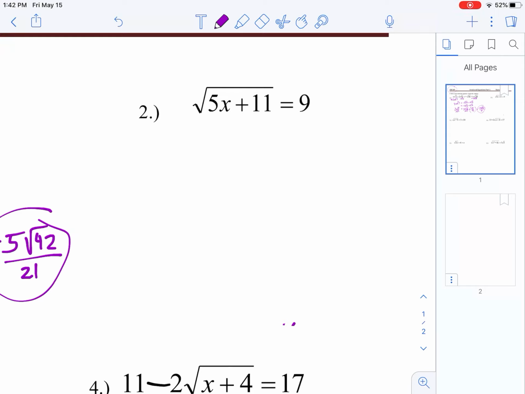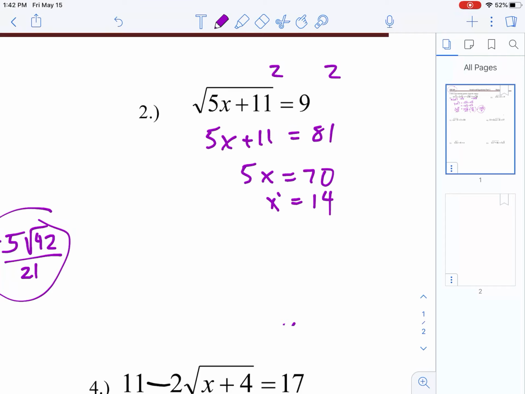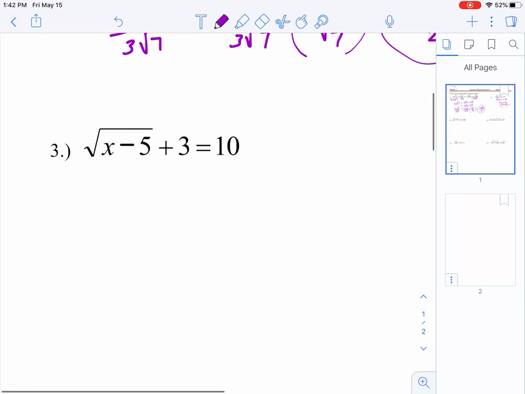All right, so looking at number 2, let's square both sides. So I'll get 5x plus 11 equals 81. So 5x is going to be 70. So x is 14. Really quickly, I can go through and check that. So 5 times 14 is going to give me 70. So 70 plus 11 is 81. Is the square root of 81 equal to 9? Yes, it is. Cool, so that checks.